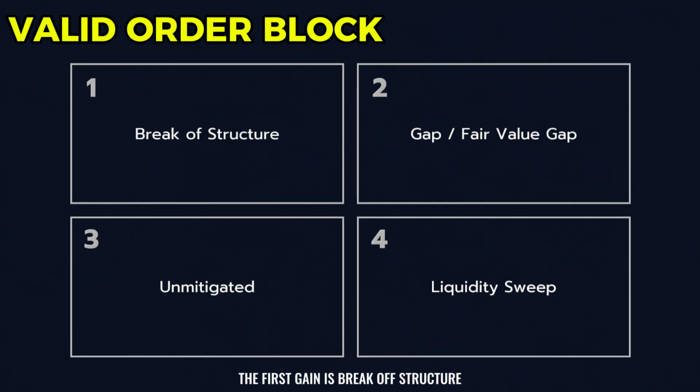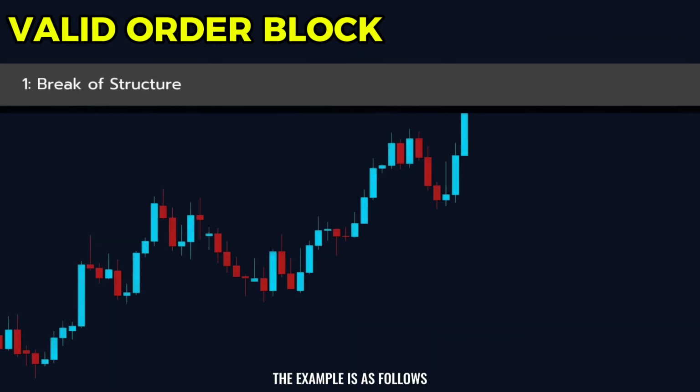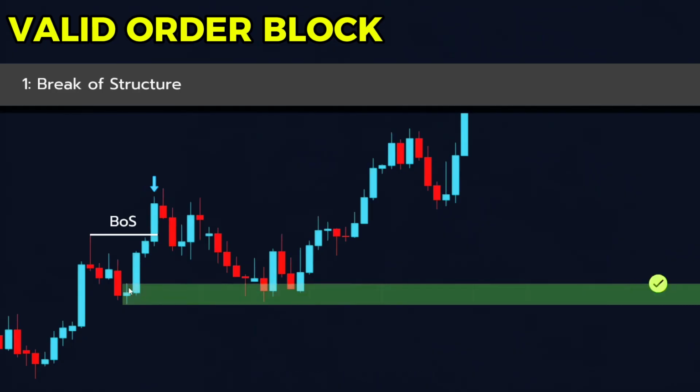The first criterion is break of structure. The example is as follows. The price came up first. There will be an uptrend and it continues to rise. The area where it continues to rise will cause a break of structure. When the break of structure occurs, there will be an imbalance. If we go back, we will get an order block. This order block is considered to pass the criterion because it is an order block that causes a break of structure.